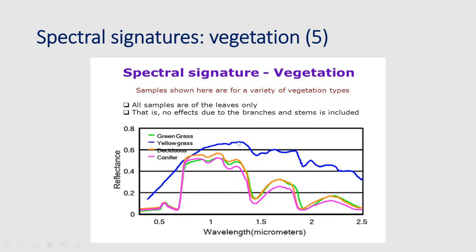When we go to the near infrared, you see that there are some differences, especially for this yellow grass. This is the part of the spectrum in which you can distinguish, as we mentioned before, different kinds of vegetation.